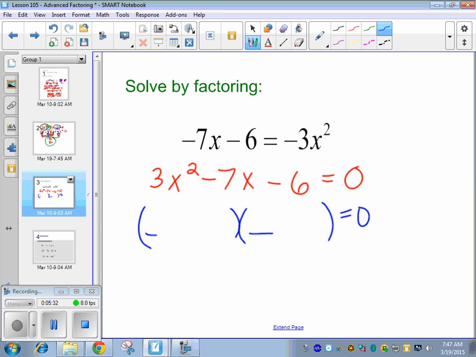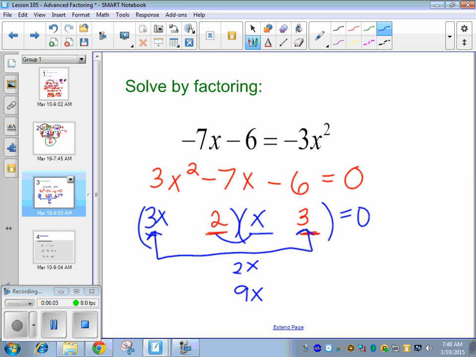First two terms have to multiply to be 3x squared. So what would that be? 3x and x. That's our only option. Okay, the last two terms have to multiply to be -6. There are only two combinations that multiply to be -6. What are they? 1 and 6 or 2 and 3. I'm going to try 2 and 3. Okay? Now we have to see if we can get -7 by multiplying our outsides. So 3x times 3 is 9x. And my middle terms add to 2x. Is there any way to get -7 out of that?